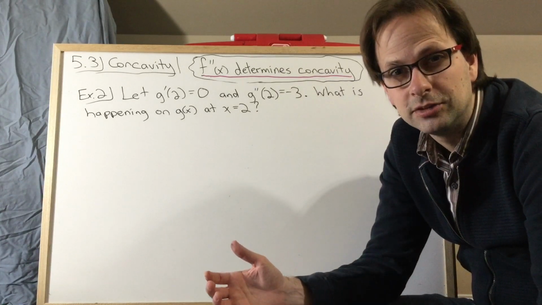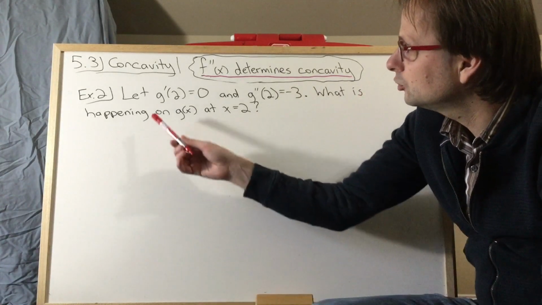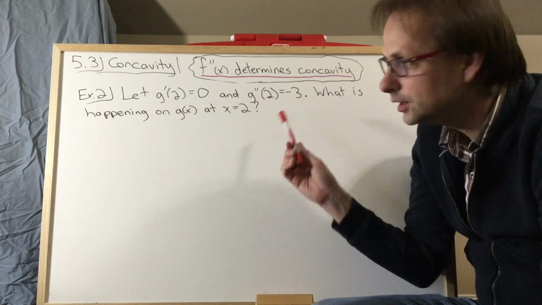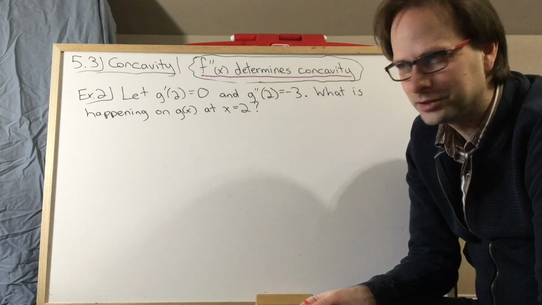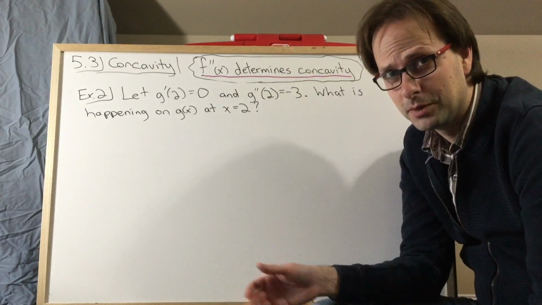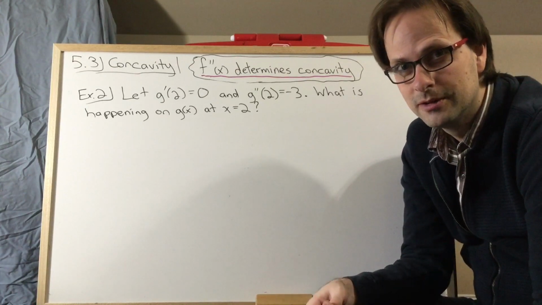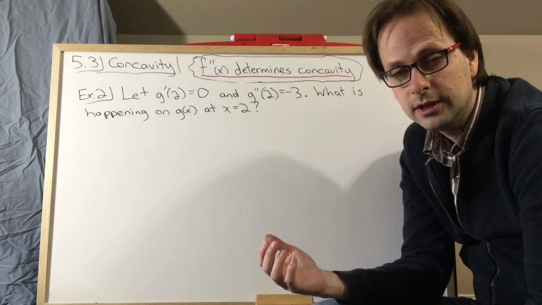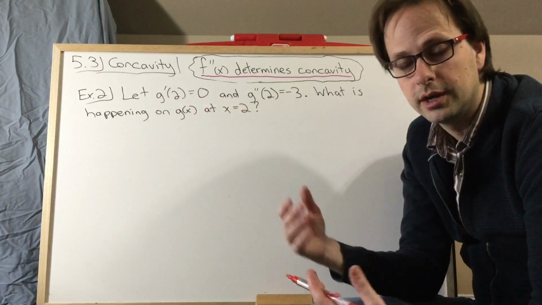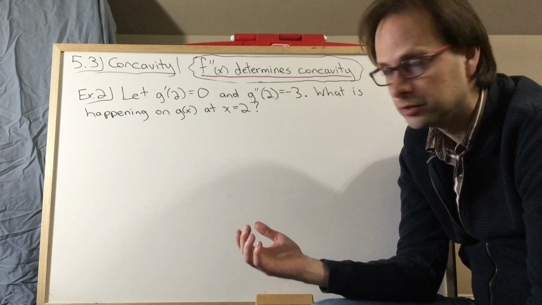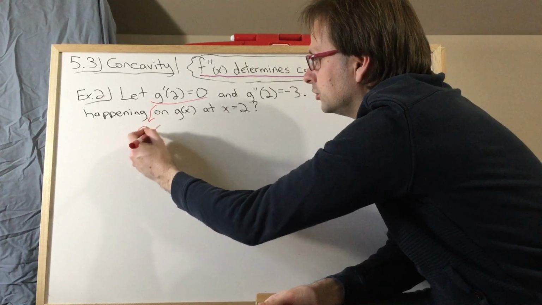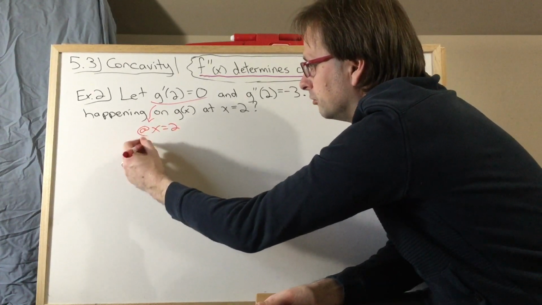Sometimes we're only given pieces of the puzzle. So in this case, we're told g prime of 2 is 0, g double prime of 2 is negative 3, and somehow we're asked to say what's happening on g of x at x equals 2. And your initial inclination might be to say, oh, I don't know. But if we start to decode this, it's telling us some important things. If g prime of 2 is 0, then it has a slope of 0 when x is 2. So let's say that. At x equals 2, slope of 0.